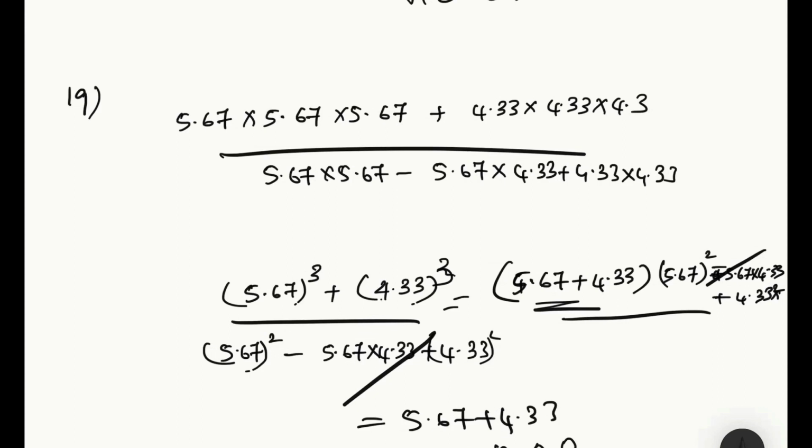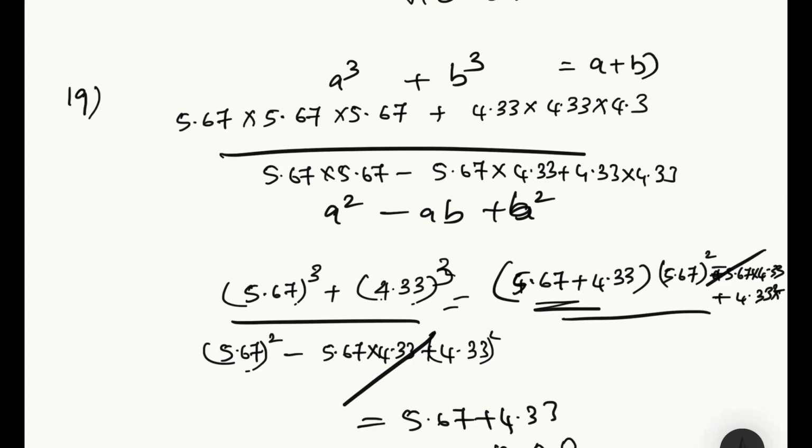Okay, so actually we have used here this formula a cube plus b cube, and we have here a square minus ab plus b square. So this is equal to a plus b into a square minus ab plus b square. So this and this is getting cancelled. So finally your answer will be a plus b. Hope it's clear, kids. Okay, with this we will be ending with this chapter.